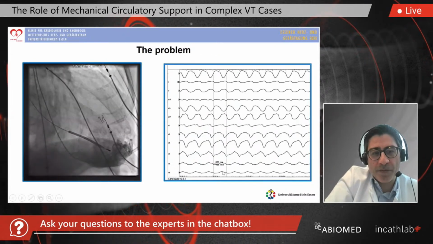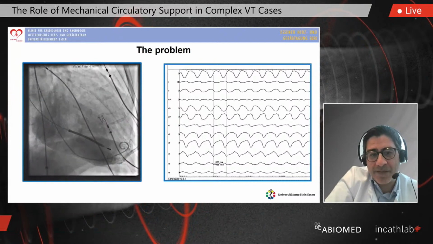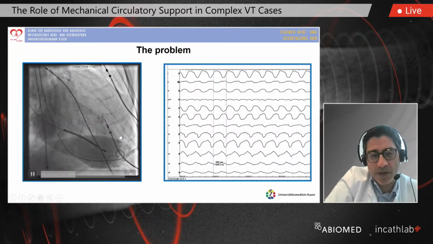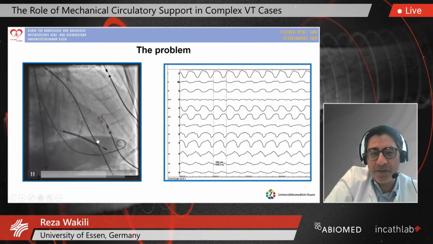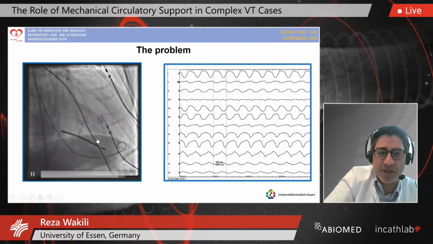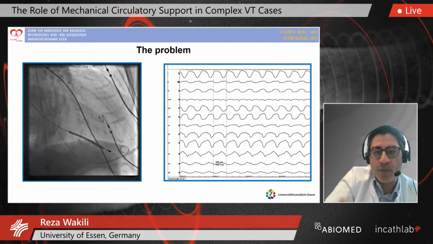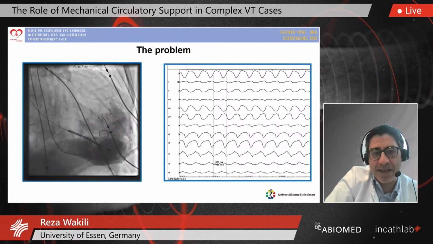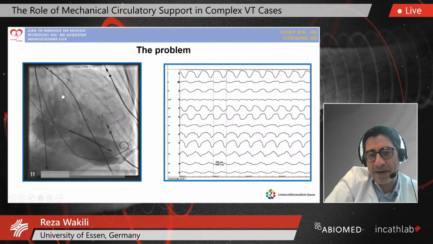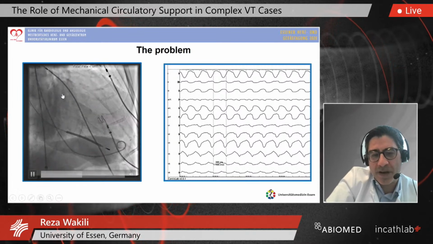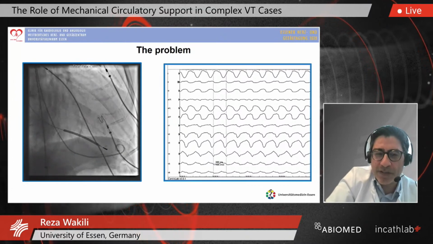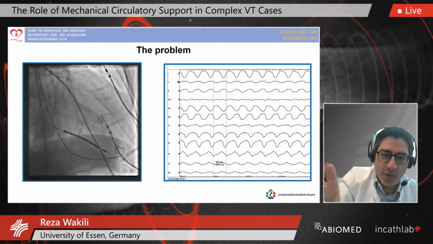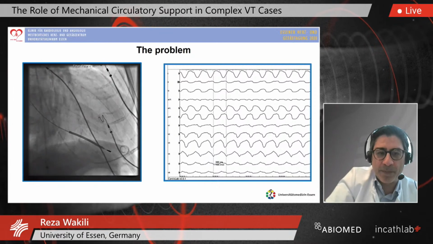What's one of the problems? Already mentioned: if you have a really diseased ventricle like this one, you can probably imagine that you will have a very huge substrate. So the question is, if you go for substrate modification in these patients, where are you going to start? Where are you going to end? And as already mentioned, prolonged procedure duration comes at the cost of complications. So it would be really nice to have a focused area which we can go to and address the problem.